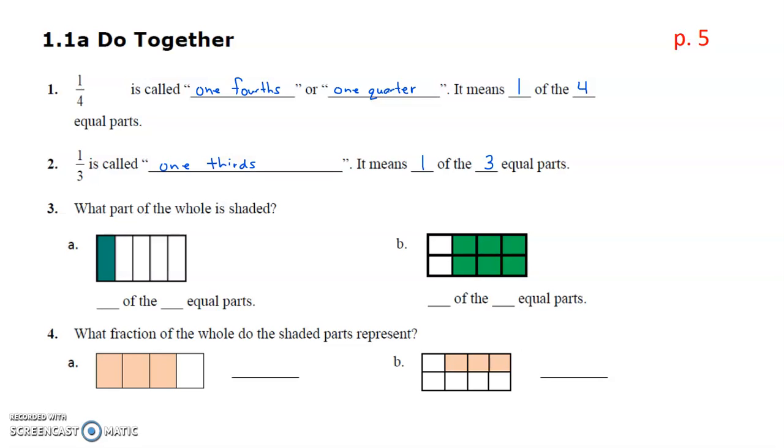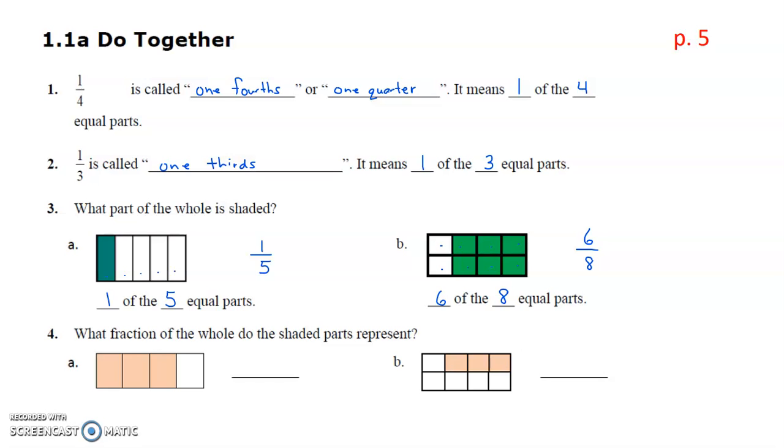For number 3, we're looking at the parts of the whole, so we're going to be noticing how many pieces each figure is divided into and then how many are shaded. So we have 1, 2, 3, 4, 5 equal pieces. So that's our total, that's our denominator, and 1 is shaded. So 1 of the 5 equal parts, and if we were to write this as a fraction, it would look like 1/5. For B, we have 4, 5, 6, 7, 8 equal parts. 8 equal parts. 6 of them are shaded, so we would have 6/8.